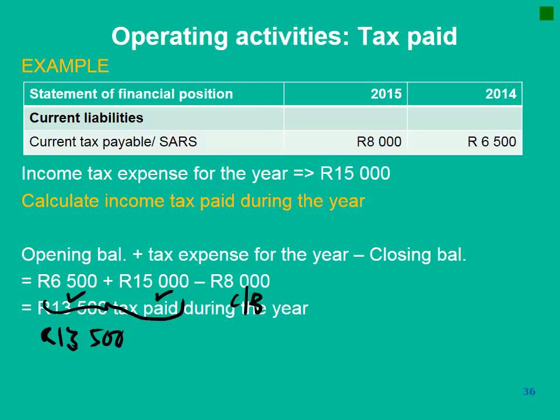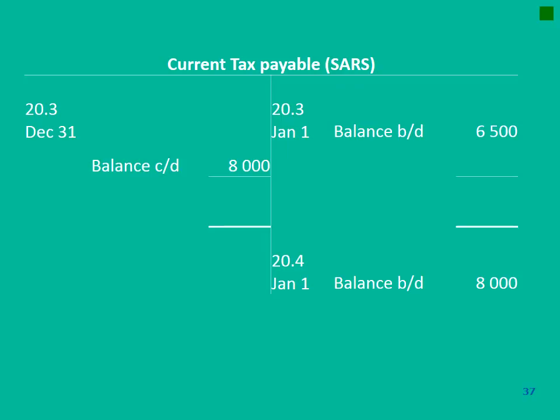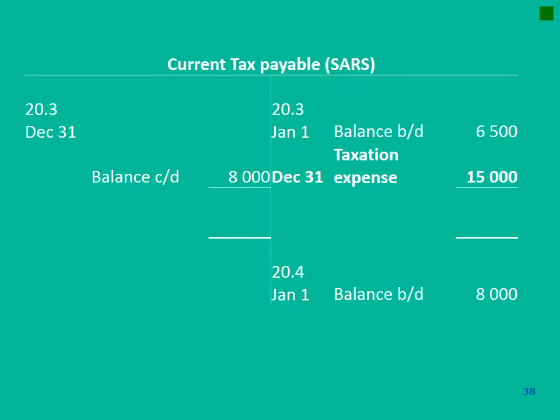So this is what it will look like in the ledger account. We'll have the opening balance. This is a liability, and the closing balance. And we know what the tax expense was. We debited tax expense and credited SARS, the current tax payable account. So if I add up the opening balance plus the tax expense, I get 21,500. If I then subtract the closing balance, it means I paid 13,500 to SARS for the year. So that 13,500 will also get shown on your operating activities section of your cash flow statement as a payment for tax.